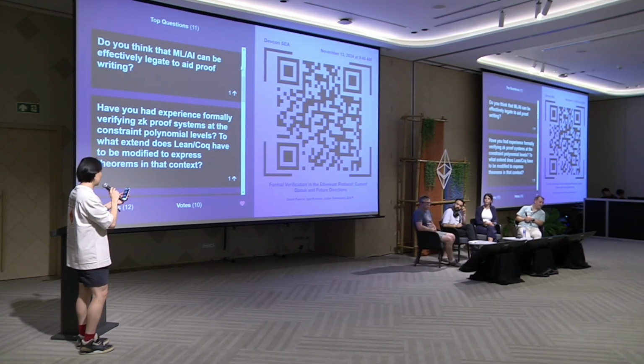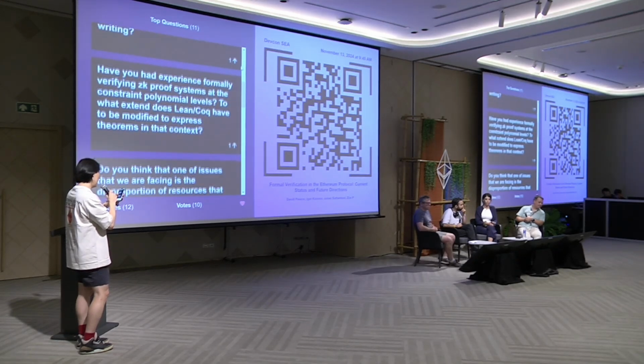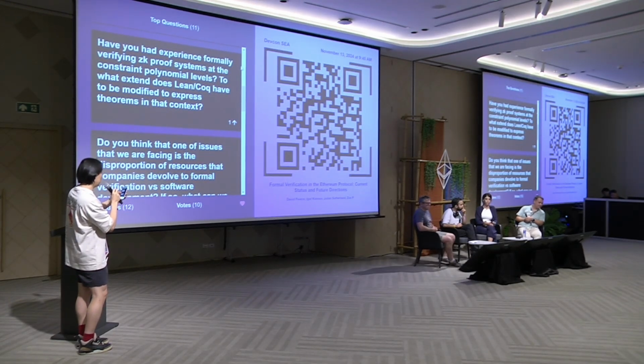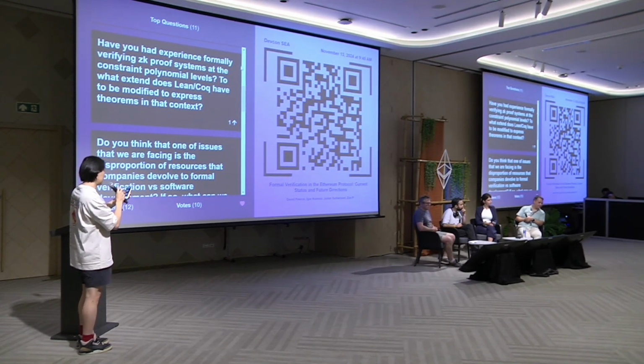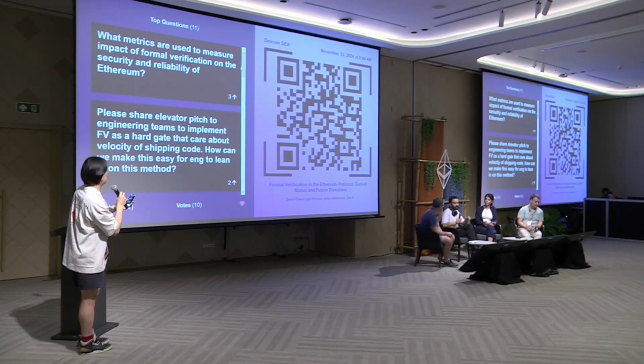The next question would be, have you had experience formally verifying ZK proof systems at the constrained polynomial level? And to what extent does Lean have to be modified to express theorems in that context? Yeah, I think I'm the best person to hit this one. So yes, we have done that. How much does Lean need to be modified? Not at all. It has notions of finite fields and polynomials built into Mathlib.